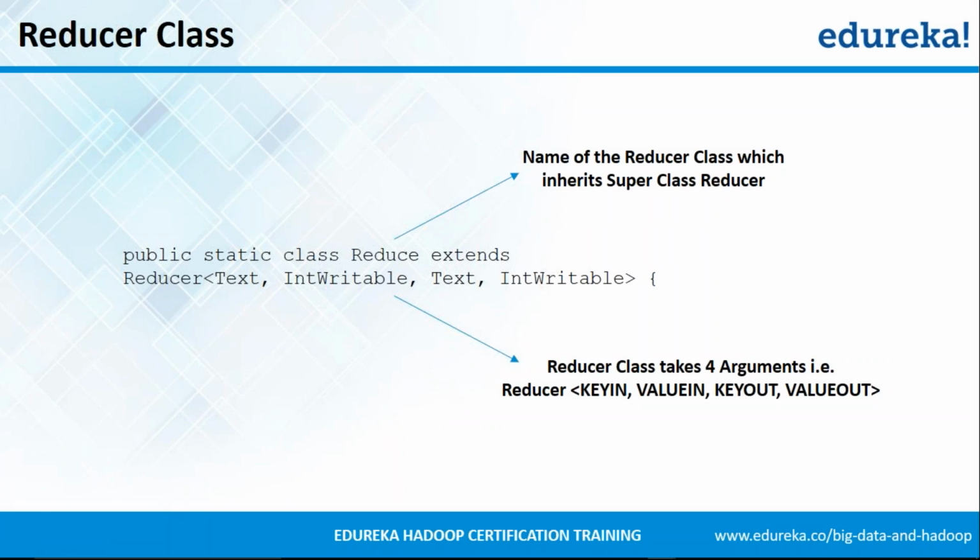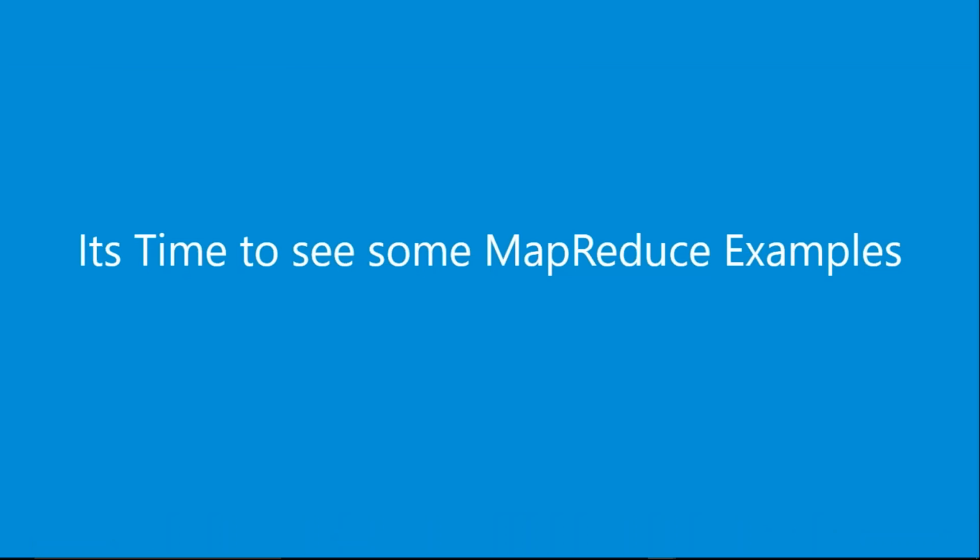So guys, I hope you are clear with the 2 important classes that need to be declared and how they need to be declared for writing a MapReduce program. In this case, it is word count. So let's move on. It's time to see some MapReduce examples. To start with, let me take you through the word count example itself.